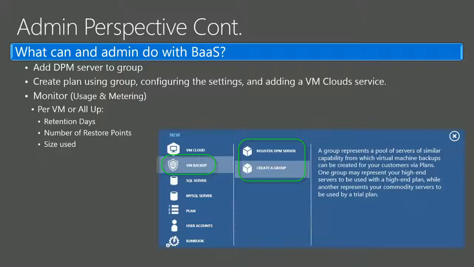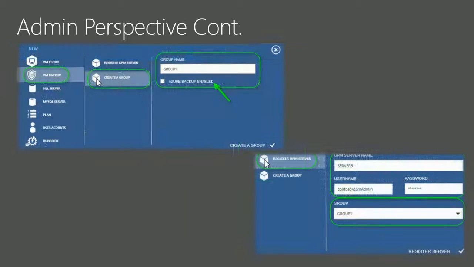The retention dates are going to populate beautifully, along with the number of restore points and, most importantly, the size used. So that's really, really nice. Setting this up starts with you providing a group name. When you have the group name, you insert the DPM server name. In this case, it's server 5.